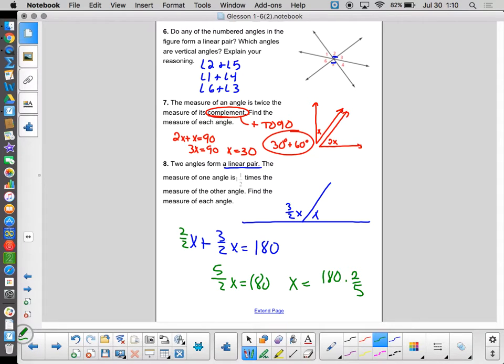So that's 36 times 2, x equals 72, I believe. Let me just double check that. Doing it in my head. So 180 times 2. Sorry. Gotta get the right symbols in the calculator. Times 2/5. Yep, 72. So the other angle would be that times 1.5, or 108.